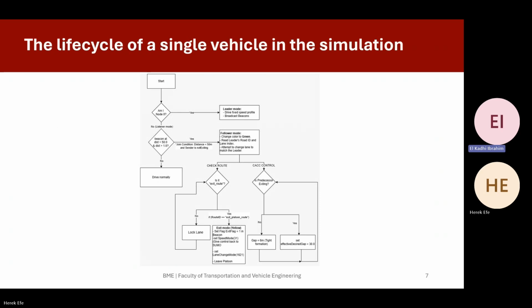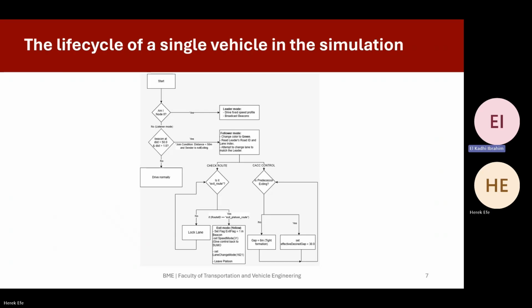In this flowchart, we can see the life cycle of a single vehicle in the simulation. From the start, it verifies whether it is node 0 or not. A yes means it gets into leader mode by driving a fixed speed profile, and it keeps broadcasting frequent beacons. If not, it checks whether there is a beacon being broadcast at a distance under 50 meters and over 1 meter.